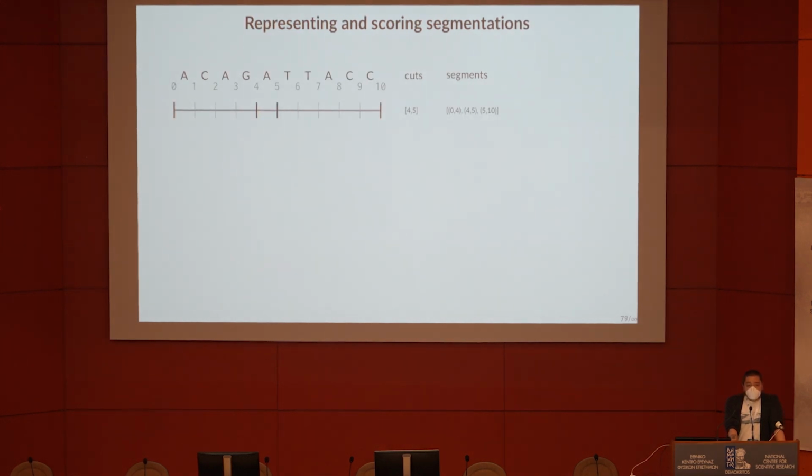Just like in the case of tagging, we have to first figure out what the problem itself is, formalize it, give it names, and design a scorer. Once we know how to score things, then we can move forward and design algorithms for it. So one way to look at this is where we make the cuts. If, for instance, in this sequence, we make the cuts at 4 and 5, the resulting segments are 0 to 4, 4 to 5, and 5 to 10.